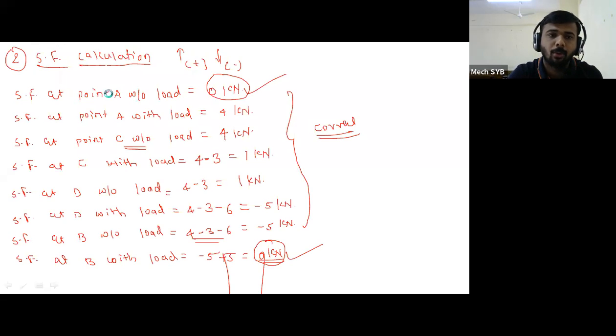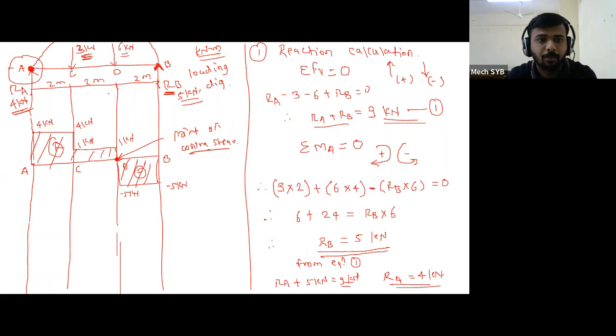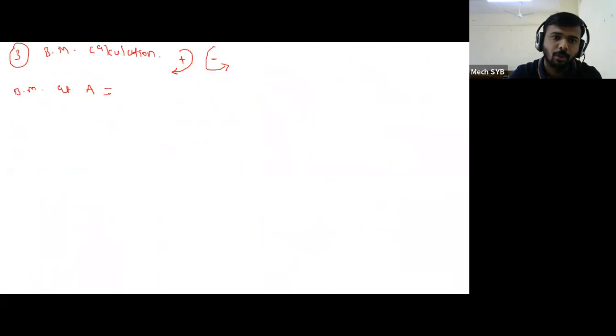If you look at our loading diagram, in this particular simply supported beam, the left side end point is at point A, and the right side end point is at point B. Therefore, always at point A and at point B, bending moment is equal to 0. We need not go for the calculation. If you do the calculation, you will also get the 0 answer. But instead of going for the calculation, directly we will write it is equal to 0.